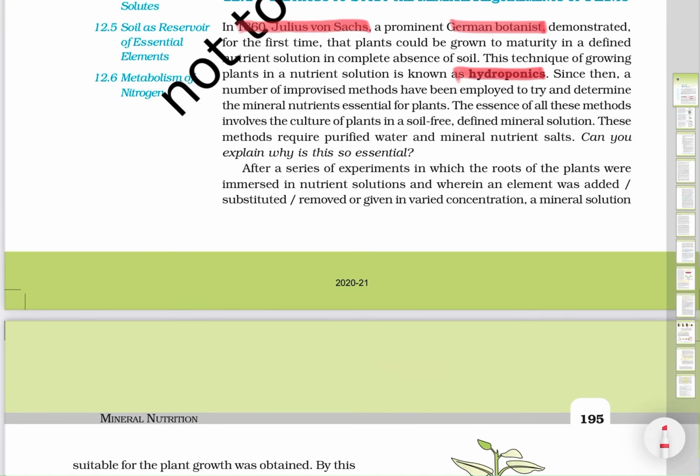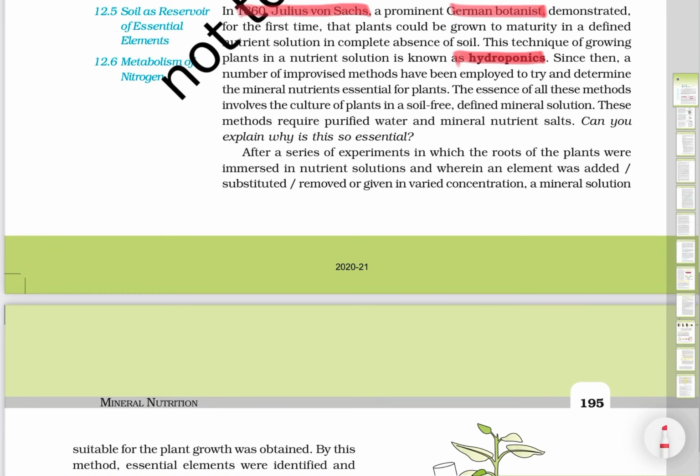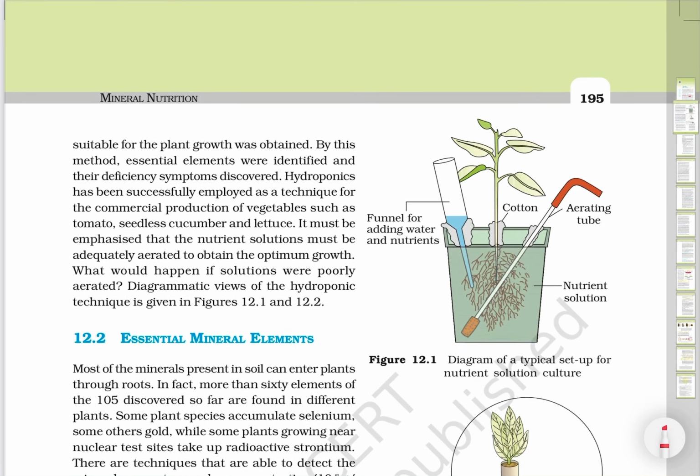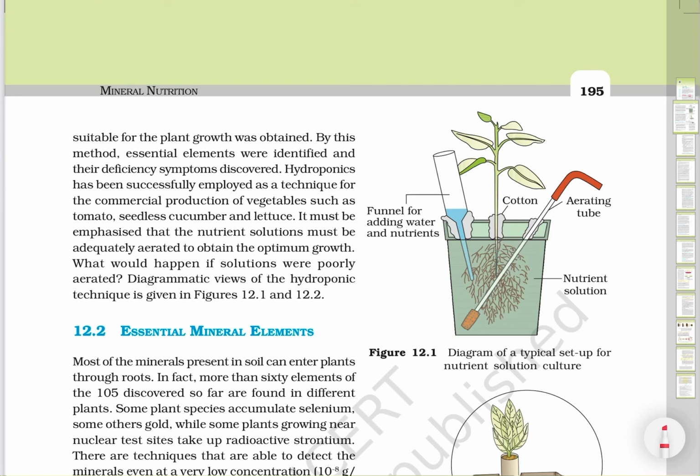After a series of experiments in which the roots of the plant were immersed in nutrient solution and wherein an element was added, substituted, removed, or given in varied concentration of mineral solution, stable plant growth was obtained. By this method, essential elements were identified and their deficiency symptoms discovered. Hydroponics has been successfully employed as a technique for the commercial production of vegetables such as tomatoes, cucumber, and lettuce.